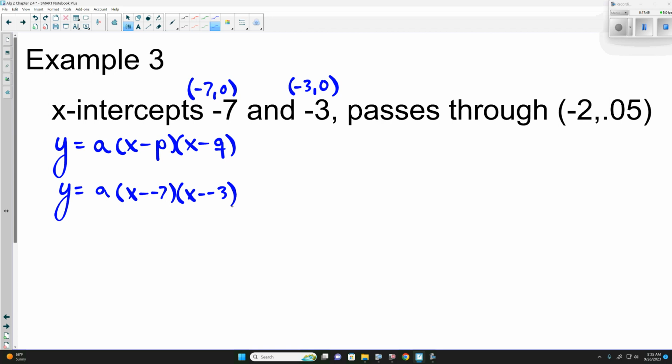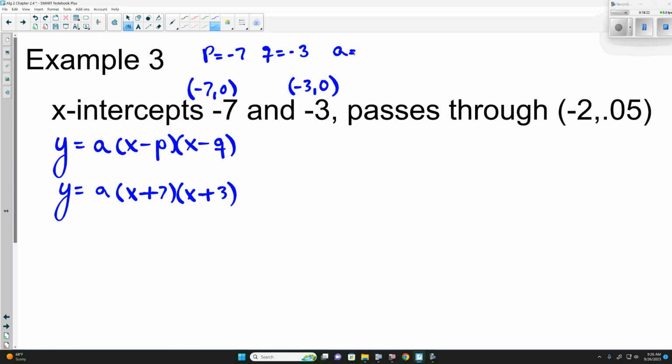But looking back at this here, negative minus -7, minus -3, the negative makes a plus in both cases, telling us y equals a times x plus 7 times x plus 3. Kind of like with vertex form, yes? The only three variables we had were a, p, and q, yes? We said p in our case is -7. We said q is -3. I'm only finding a.